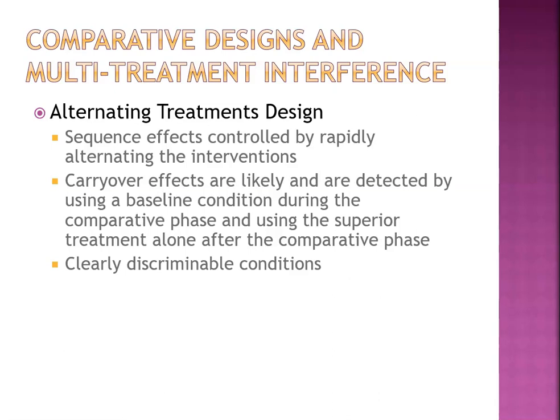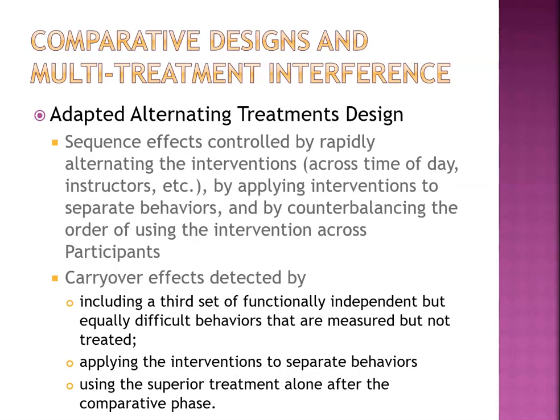Alternating treatment designs have that sequence effect controlled by rapid alternation of the interventions, whereas the carryover effect is likely to be detected using a baseline or a superior treatment alone condition. The adapted alternating treatment design also has sequence effects controlled by that rapid alternation of the interventions. And again, the carryover effect can be detected by applying the intervention to separate behaviors, but even more so by having a third set as a control.